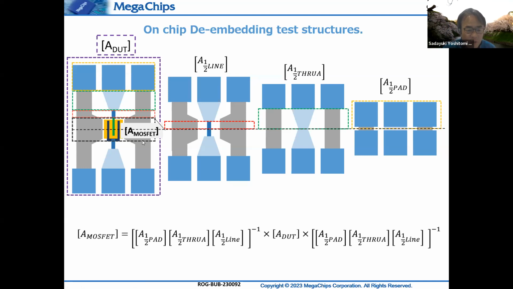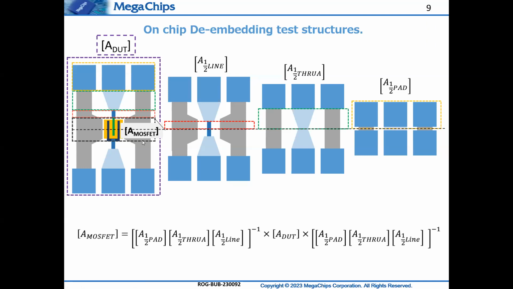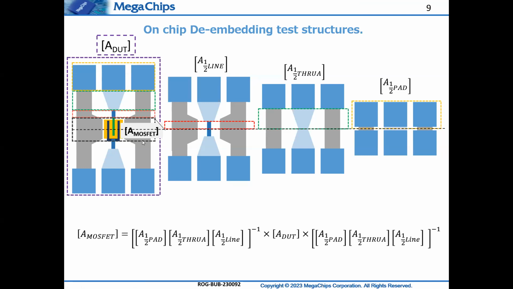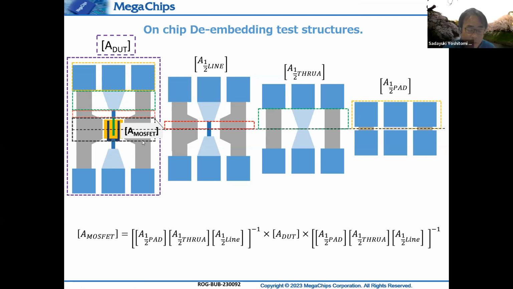This feature of these four patterns is a good fit for our development flow, because by using these test structures, we don't consume so much silicon area, as compared to the typical TRL de-embedding pattern, which requires a lot of silicon area to establish the de-embedding pattern on chip.